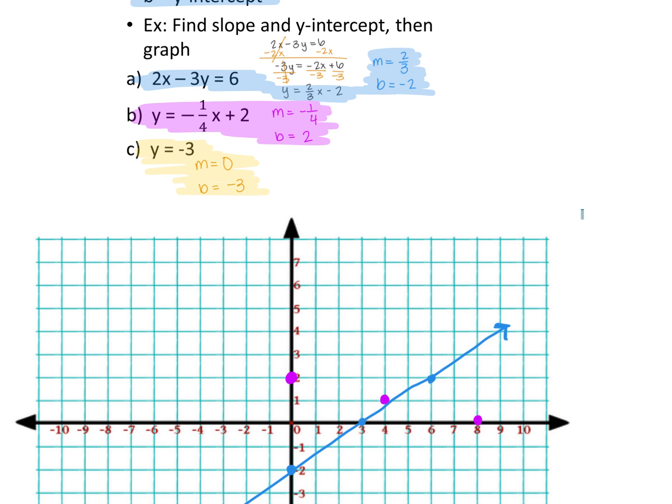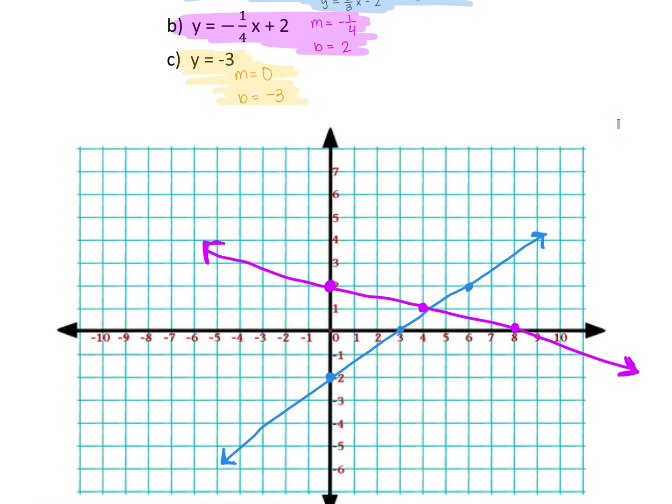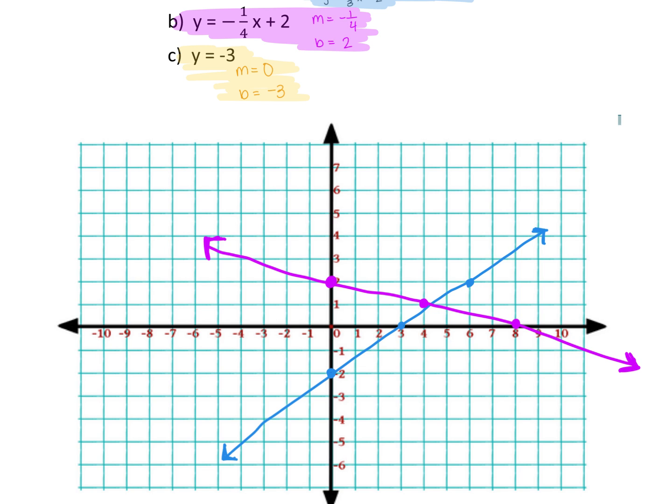Right here. Okay, graphing it. Make sure it goes through my line. And again, don't forget your arrows. And then the last one, what is my slope for C? 0. What's my y-intercept? 3. So which direction, negative 3, good. Which direction is my line going to go? What direction is that? Horizontal. And again, don't forget your arrows.